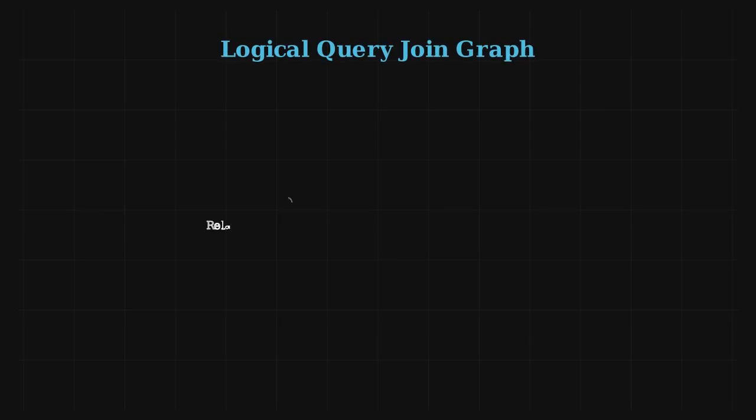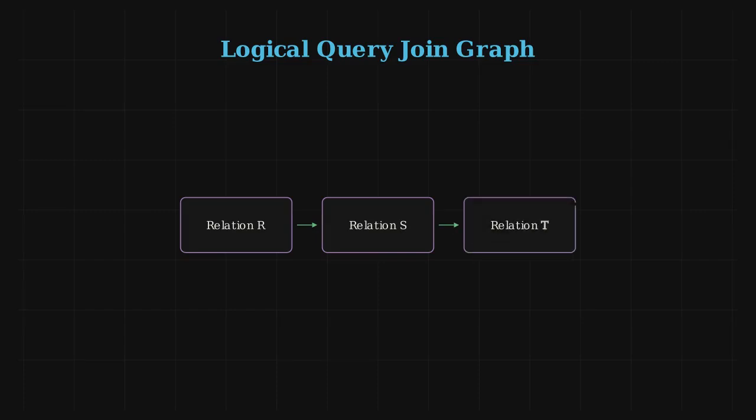When executing SQL queries with multiple tables, the database optimizer must find the most efficient sequence to combine them. Since join operations are associative and commutative, a query joining three tables can be executed in multiple ways, yet different execution orders yield dramatically different sizes of intermediate results.